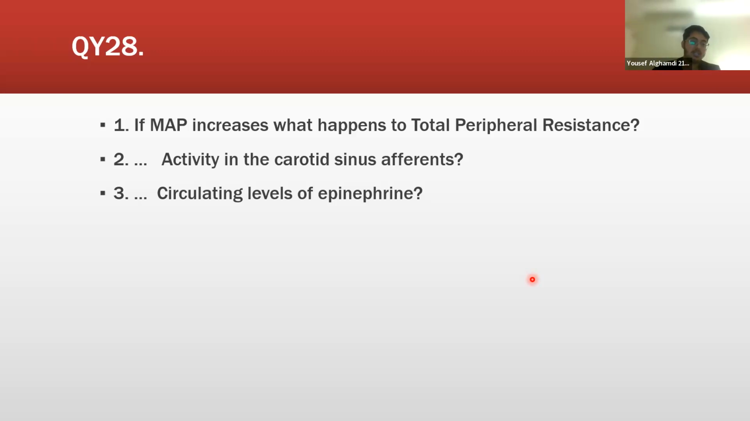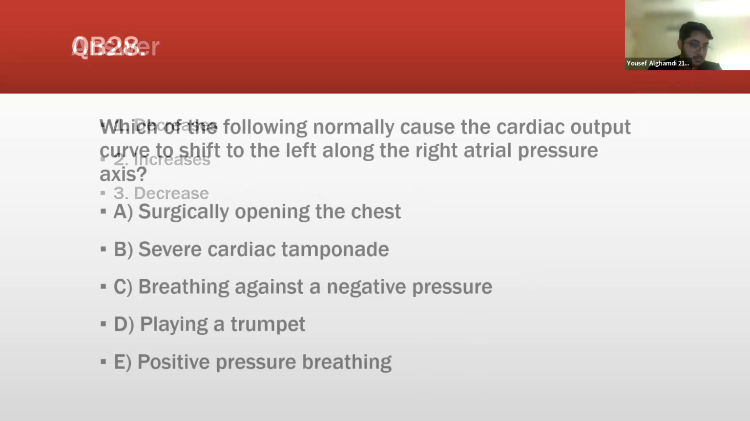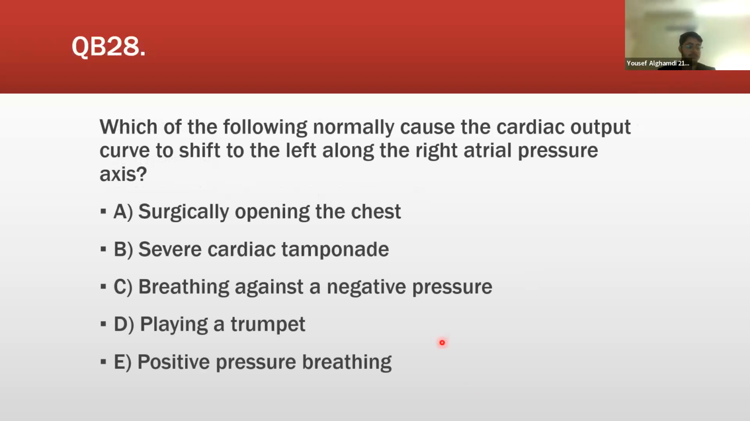Okay, what about the circulating levels of epinephrine? There's already a high pressure. Will we need to increase the pressure further? No, right? So we'll have to decrease. Yes. Okay, that's good. So decrease, increase, decrease. There are many of these. There's a slide that has like 10 of these. I just brought the 3 that I think are most relevant. But obviously, I suggest you go back to that slide.